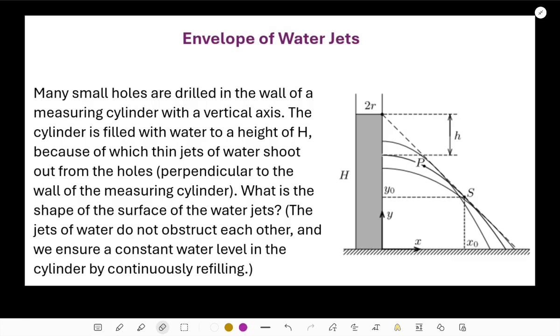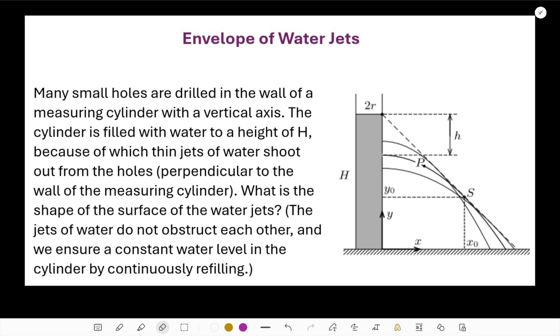The cylinder is filled with water to a height h, because of which thin jets of water shoot out from the holes perpendicular to the wall. What is the shape of the surface of the water jets? That means we are looking for the envelope of the water jets. You must assume that the jets of water do not obstruct each other, and we ensure a constant water level in the cylinder by continuously refilling it. Otherwise, we could not have solved this problem.